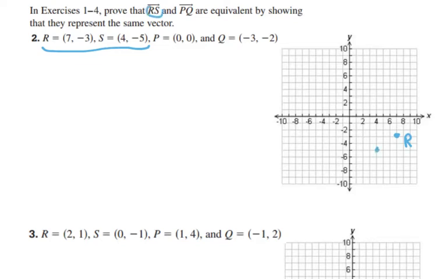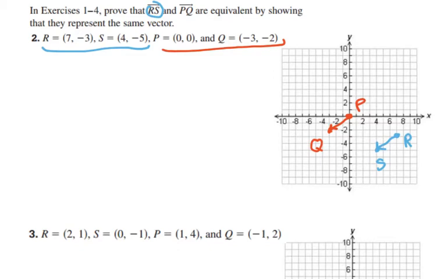And again, looking at this image, we're going from R to S, and so our arrow is going to go that way. The next one goes from P to Q, and P is at 0, 0, and Q is at -3, -2. And so hopefully as you're looking at this, you can see that their magnitude would be the same because they both go down 2 over 3. And so we do know that they would have the magnitude of the square root of 13. And then, again, their arrows are going in the same direction.